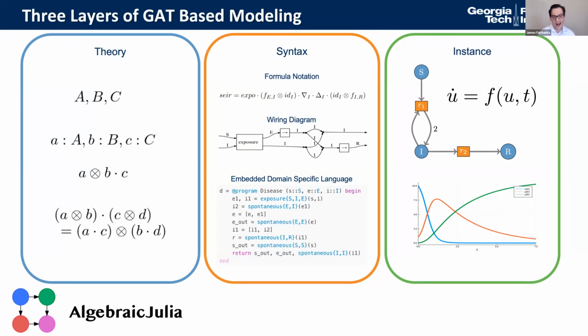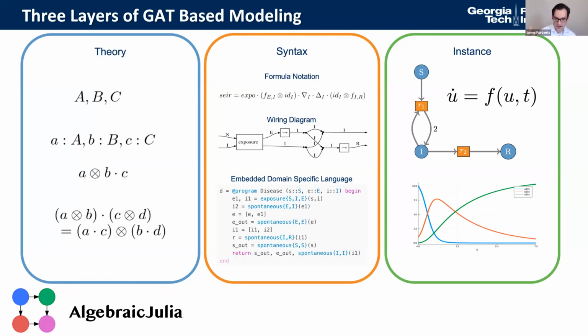Like a logical theory. And then you have a syntax layer where you have three mutually comprehensible syntaxes: formulas, wiring diagrams, and an embedded domain-specific language. The formulas are easiest to manipulate programmatically. The wiring diagrams are the easiest to read, and the embedded domain-specific language is easiest to write because it feels like programming. You're specifying morphisms in a category by writing programs, like you would in FP. Okay, so that's syntax. And then the instance layer is where it connects to Julia, where you've got values in the host programming language, in this case, Julia.